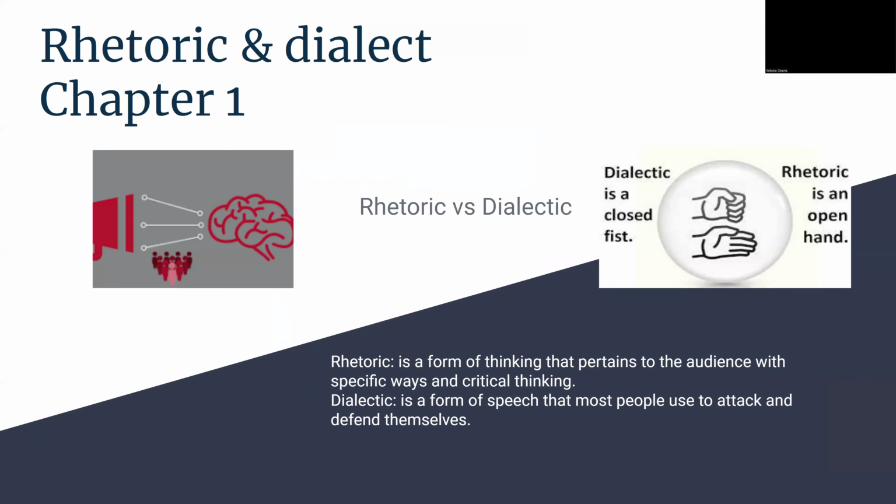The passage that was provided was divided into three chapters. Each title will have its own subheading, such as chapter one, chapter two, chapter three, and so on. So let's get started. Rhetoric and dialect. Chapter one.